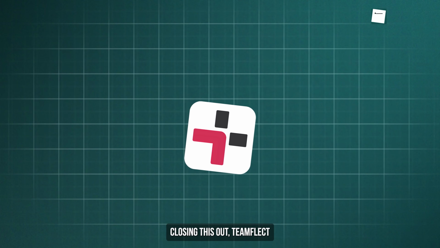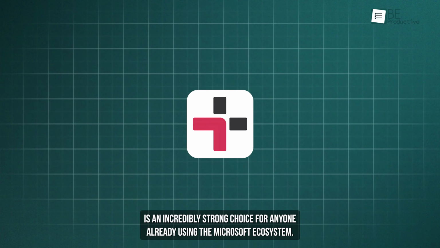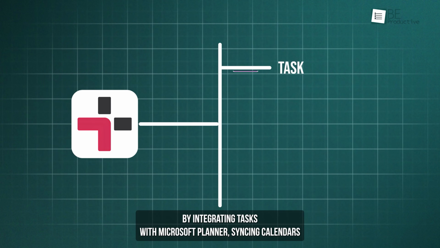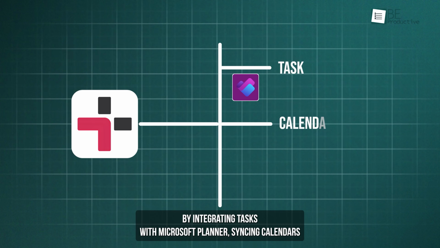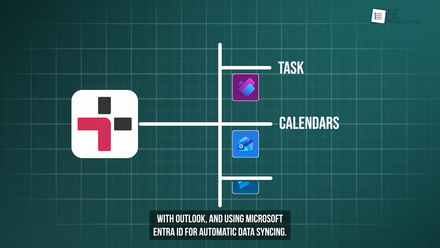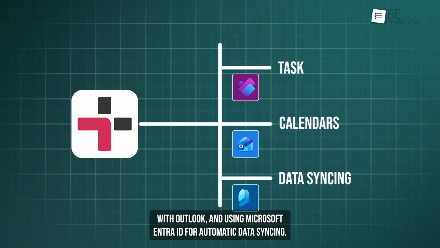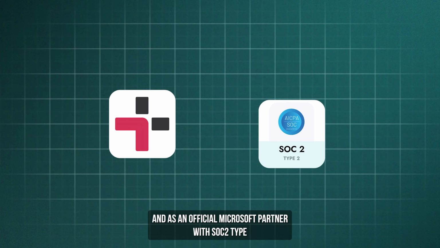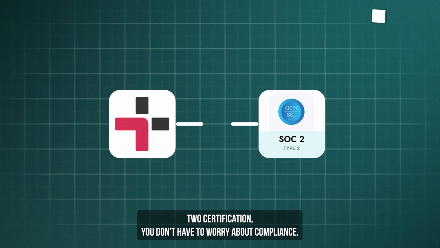Closing this out, Teamflect is an incredibly strong choice for anyone already using the Microsoft ecosystem. By integrating tasks with Microsoft Planner, syncing calendars with Outlook, and using Microsoft Entra ID for automatic data syncing, it just fits. And as an official Microsoft partner with SOC 2 Type 2 certification, you don't have to worry about compliance.